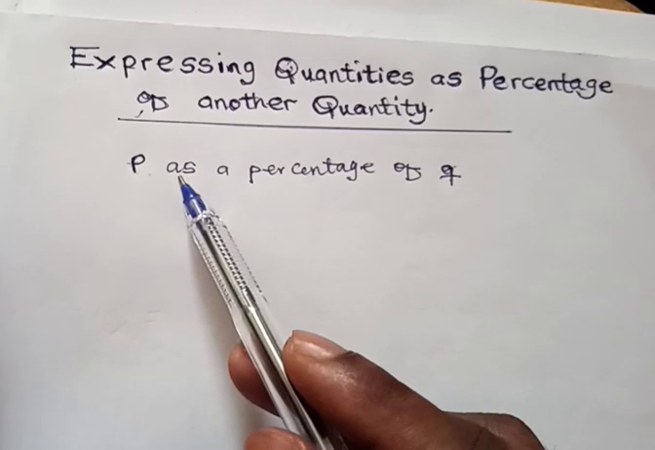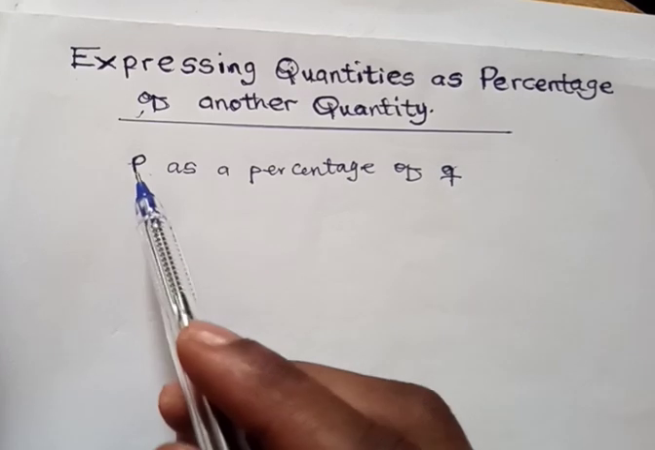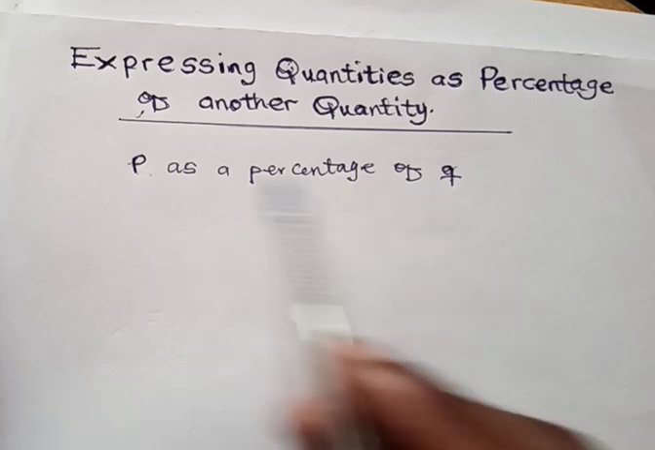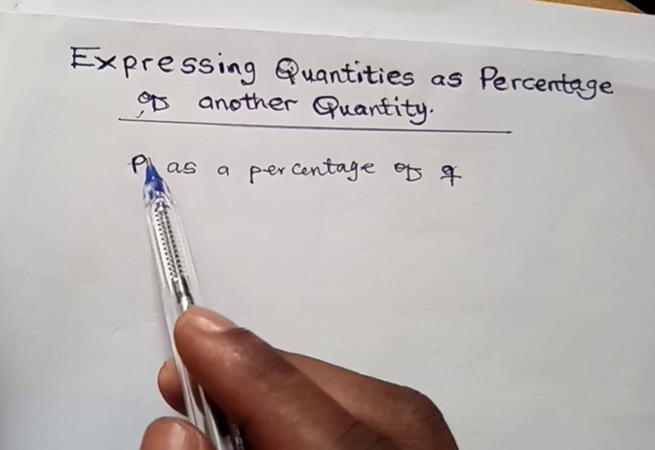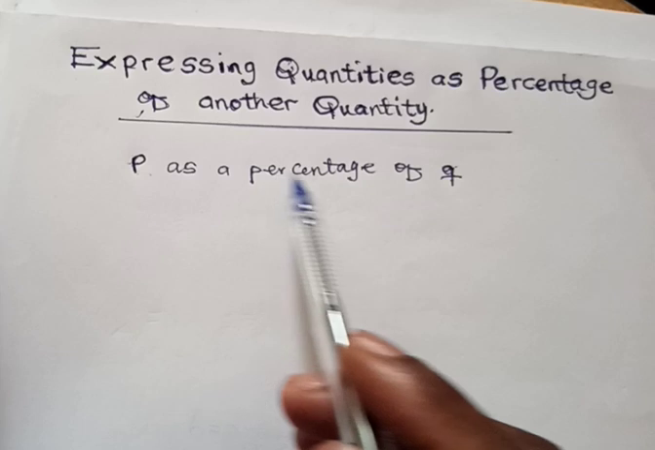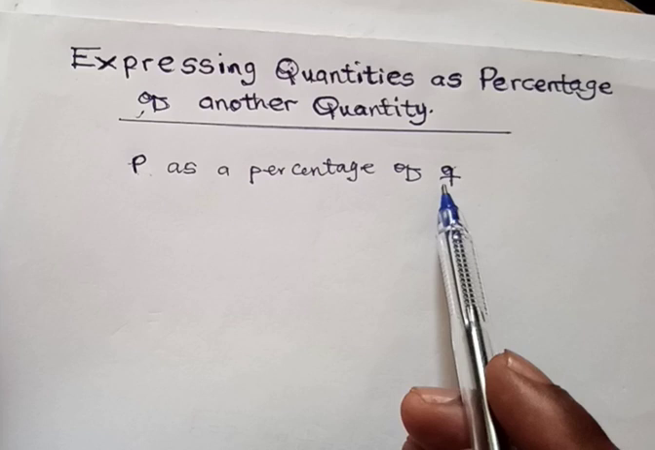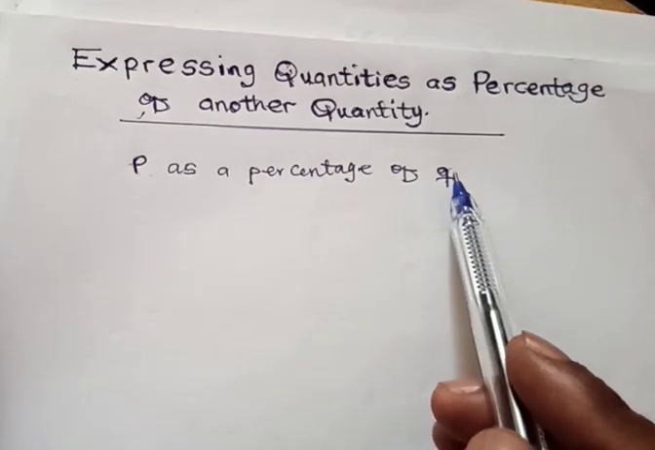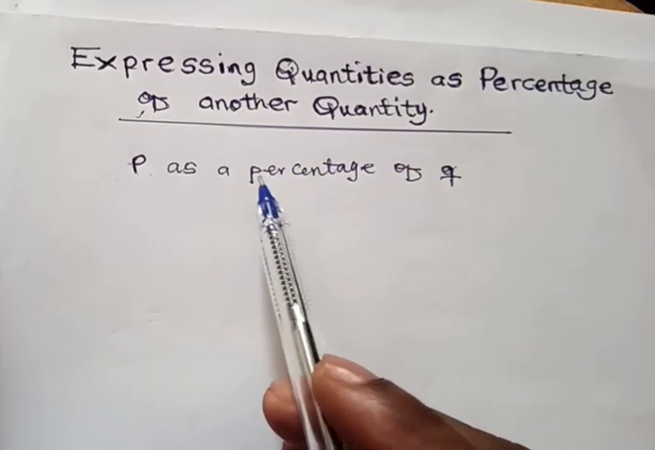All right, good. So for this one, when you are asked to express this as a percentage of that, you need to express this quantity as a fraction of the total quantity, this Q, and multiply by 100% because we are asked to express this as a percentage.